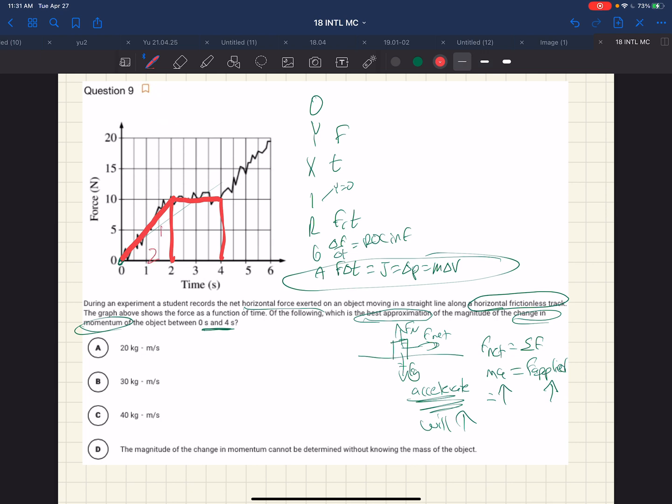This side is 2, that height is 10. This side is 2, this height is 10. So this then becomes 20. 10 times 2 is 20, and 1/2 of that is 10 overall. So we're looking at 30 newton-seconds. That's what we think the area is, and lo and behold, choice B.